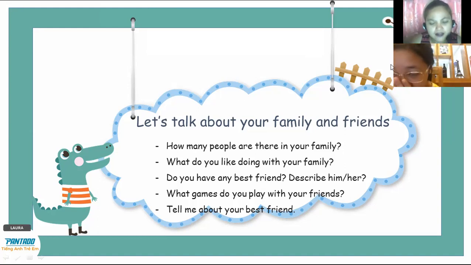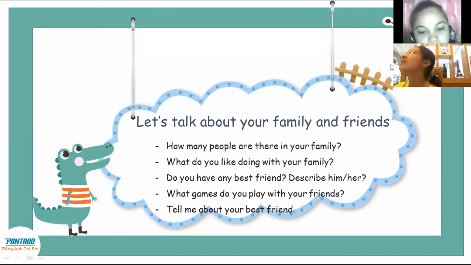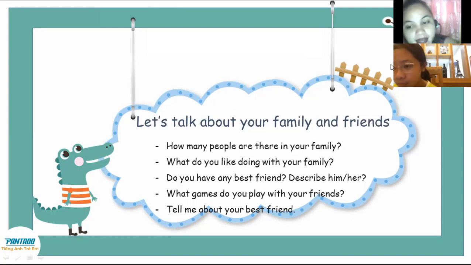Okay. So, can you describe Tran? How does she look like? Is she a girl? Yes. Okay, describe, how does she look like? Oh, you start with the hair. She has curly hair. Okay, curly hair. Is it long or short? Short hair. Okay, and then what's the color of her hair? Black.